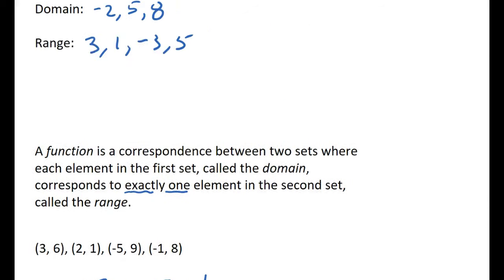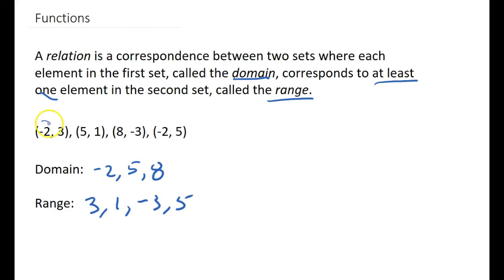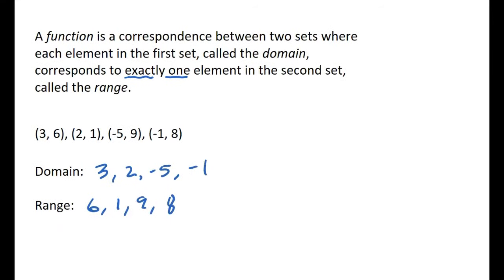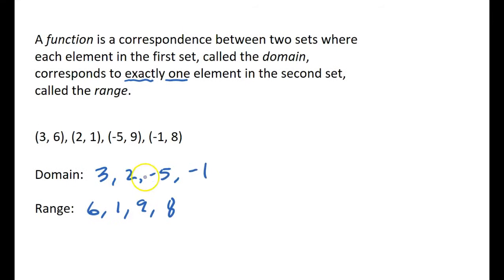Now let's go back up and look at our relation. You'll notice that -2 corresponded to two different numbers in the range. It's still a relation, but because -2 corresponds to 3 and to 5, it's not a function. So that's how you tell if a relation is a function or not: if every number in the domain corresponds to exactly one and only one number in the range.